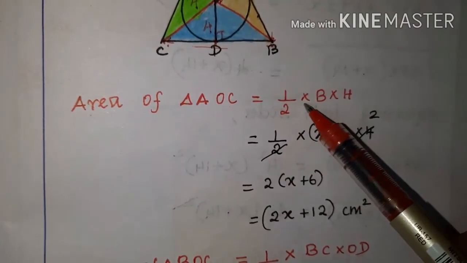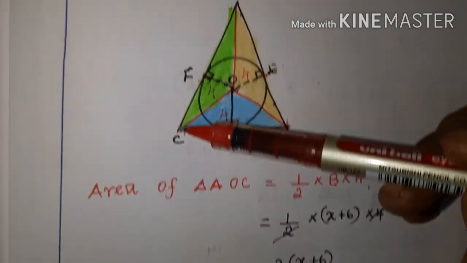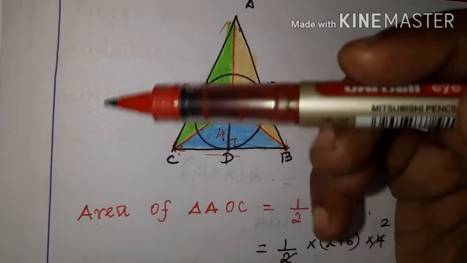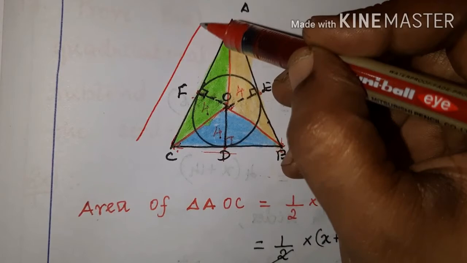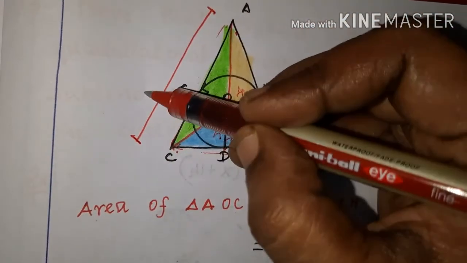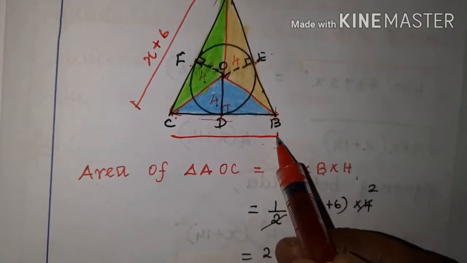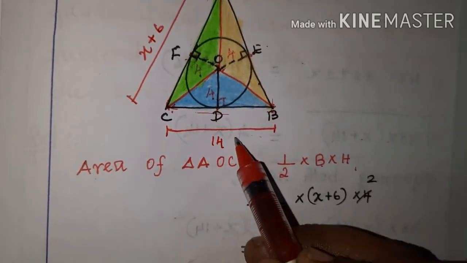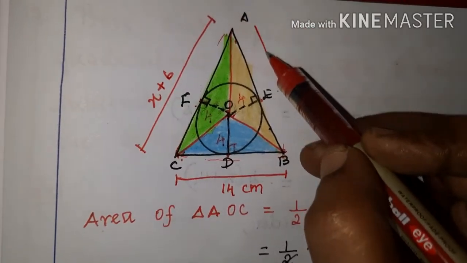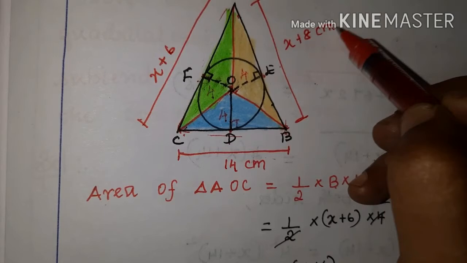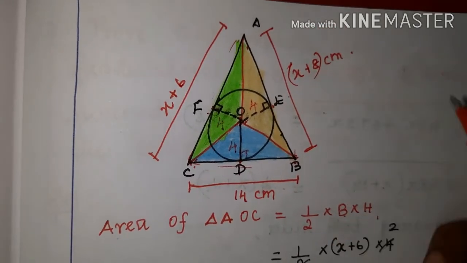Now first let's find the area of triangle AOC. So AOC, half into base into height. What is our base here? For AOC, AC is the base. So what was the measurement here? AC, it was x plus 6 and here it was 14 and here x plus 8. Okay, so mention all the sides so that it will be easy for you to apply.